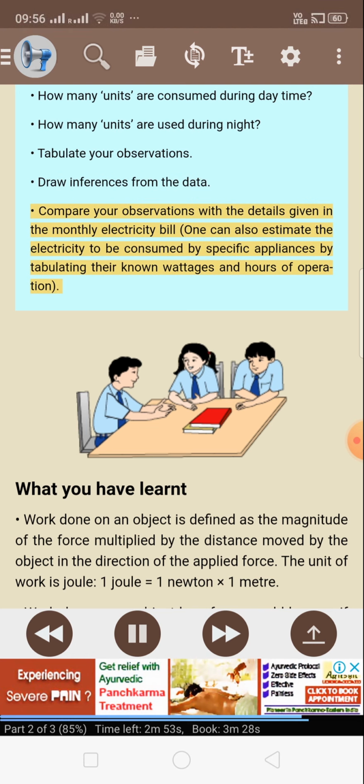operation. What you have learned. Work done on an object is defined as the magnitude of the force multiplied by the distance moved by the object in the direction of the applied force. The unit of work is joule. 1 joule equals 1 newton times 1 meter. Work done on an object by a force would be 0 if the displacement of the object is 0.